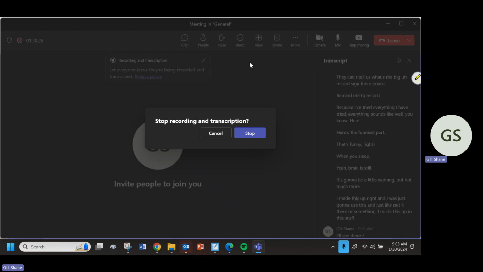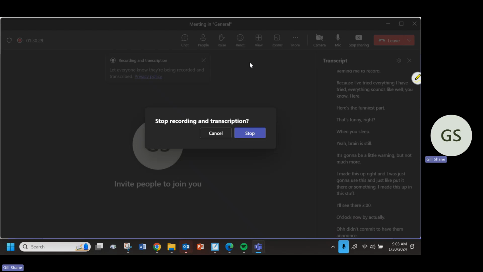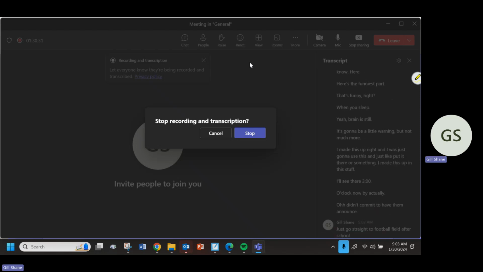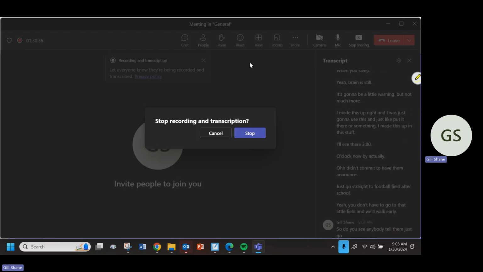3 o'clock out by, actually, I meant to have them announced. Just go straight to the football field after school. You don't have to go to that little field, and we'll walk over. So if you see anybody, tell them to just go straight to the football field. And Thursday?